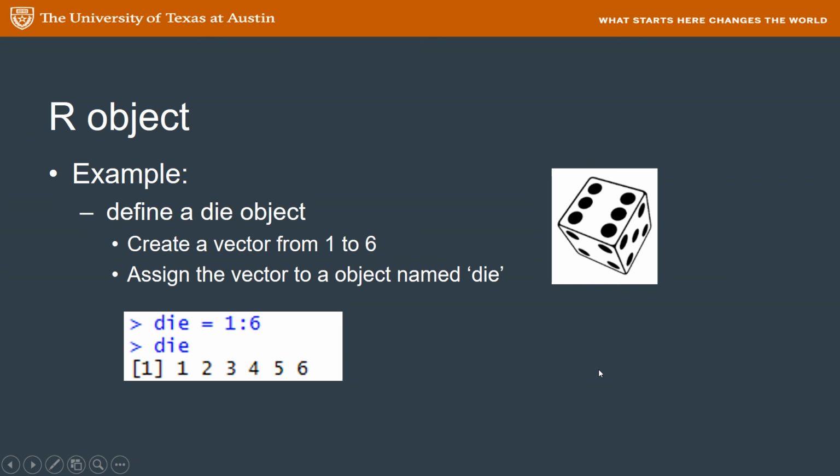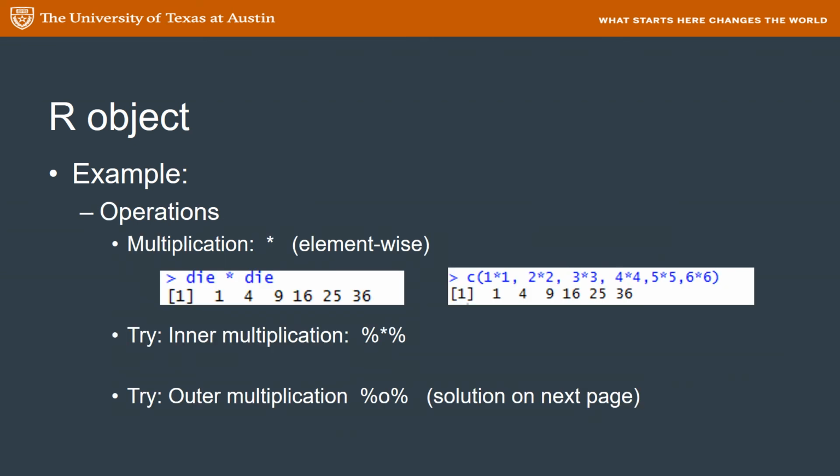So you define a vector from 1 to 6, and you assign it to an object named die. If you print out the die, it gives the 6 digits. Then we have to talk about the operations. There are a lot of operations that we can do with a vector. I think you already know how to do the plus, minus. So let's try the multiplication.